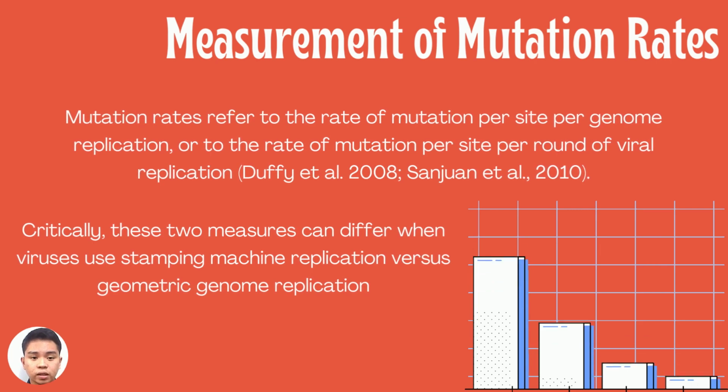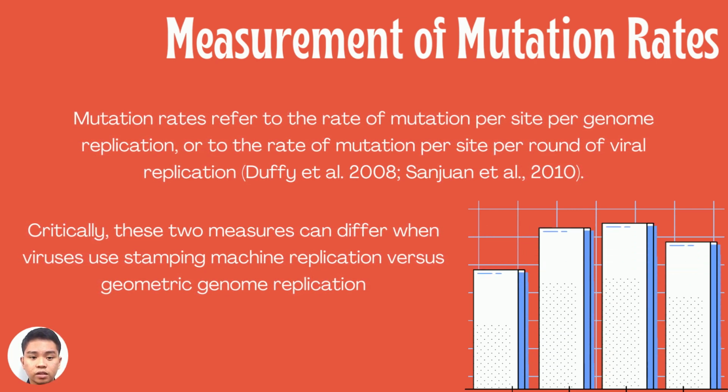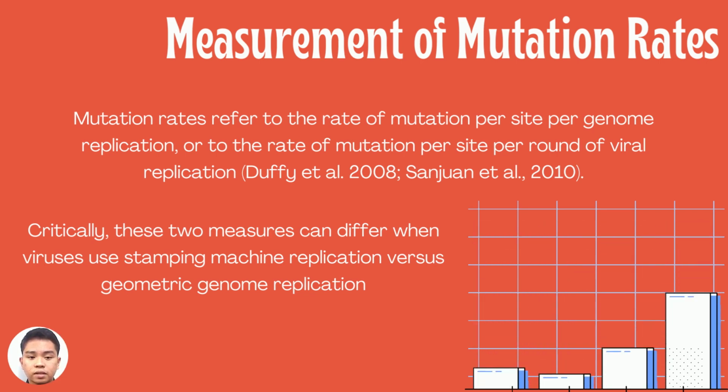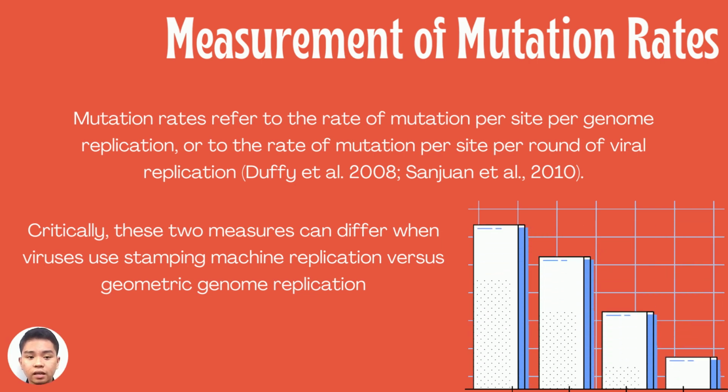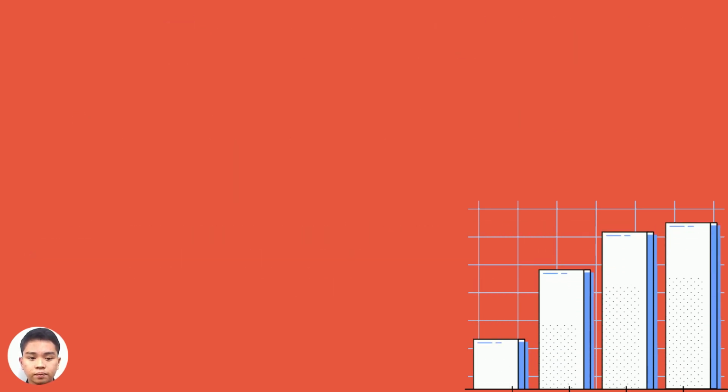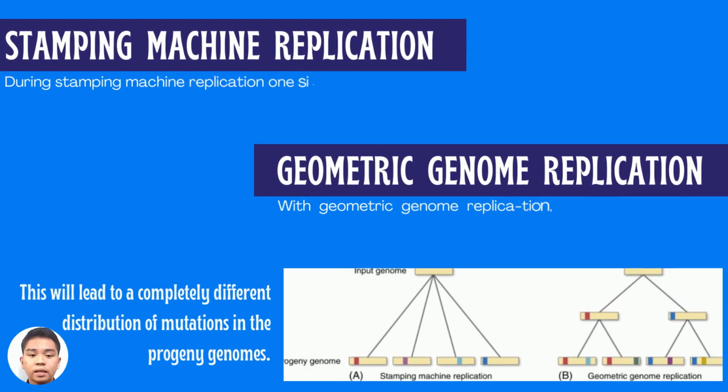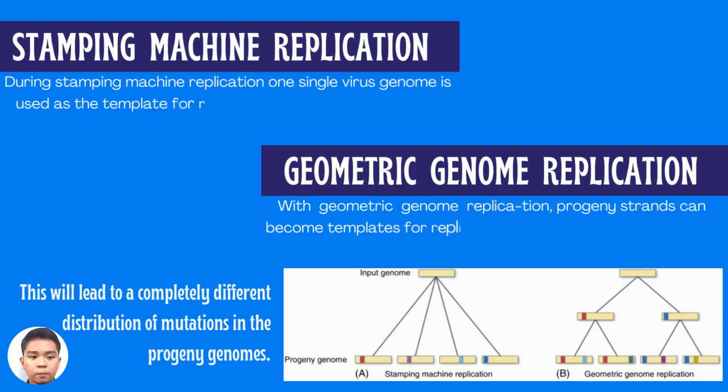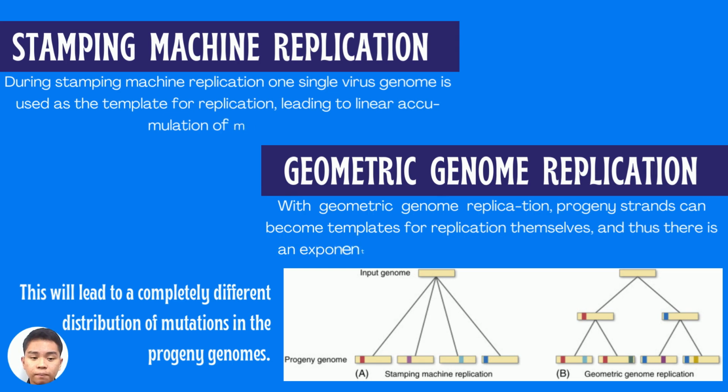So how do we measure the mutation rates? Mutation rates refer to the rate of mutation per site per genome replication, right? Or the rate of mutation per site per round of viral replication. Critically, there are two types of measures that we use, and these are the stamping machine replication and geometric genome replication. The stamping machine replication uses one single virus genome as a template for replication, leading to linear accumulation of mutations. Whereas in geometric genome replication, progeny strands can become templates for replication themselves, and thus there is an exponential or geometric increase in progeny genomes. And this will lead to a completely different distribution of mutations in the progeny genomes. This is an illustration of the two replication measures.